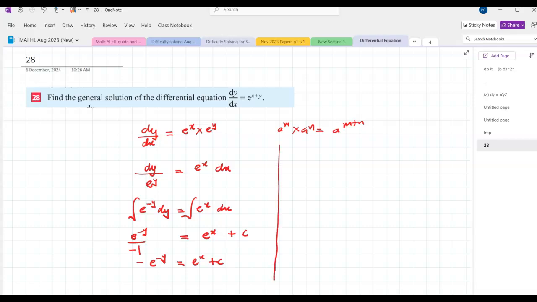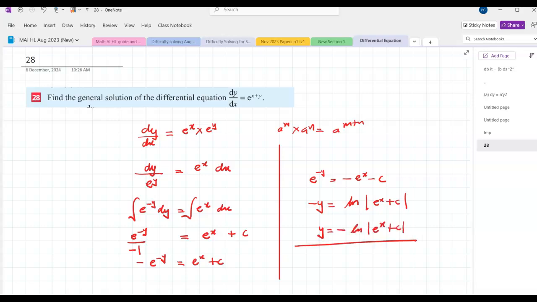So what if you want to make y the subject, what will I do? Let's make y the subject. So e raised to minus y, you get rid of the minus sign first, correct? Minus y is equal to ln mod of e raised to x plus c, because log of a negative number is not defined, so you have to make it mod, correct? So y is equal to minus ln of e raised to x plus c.